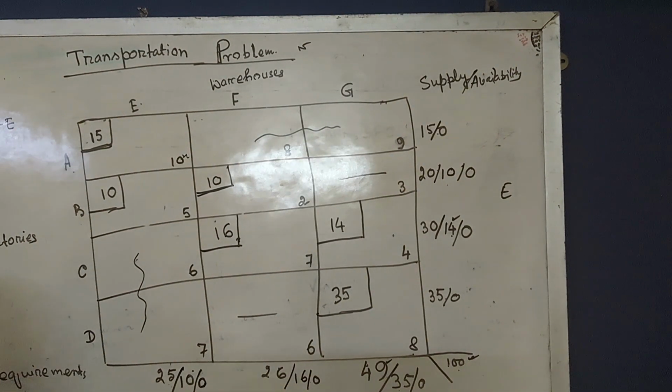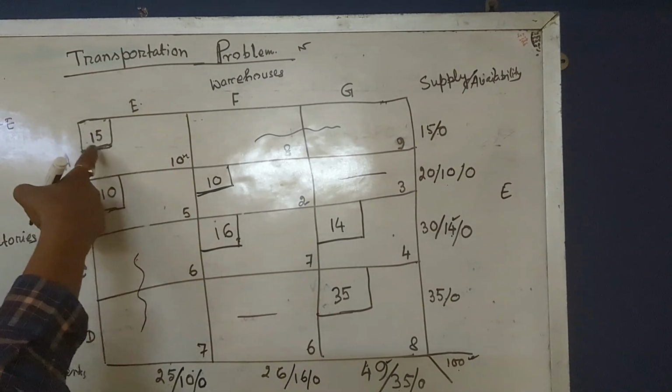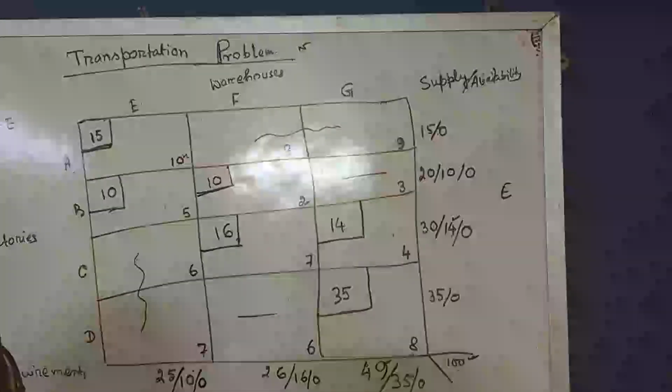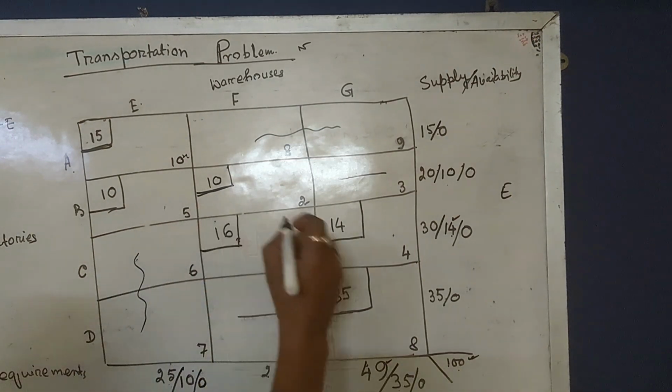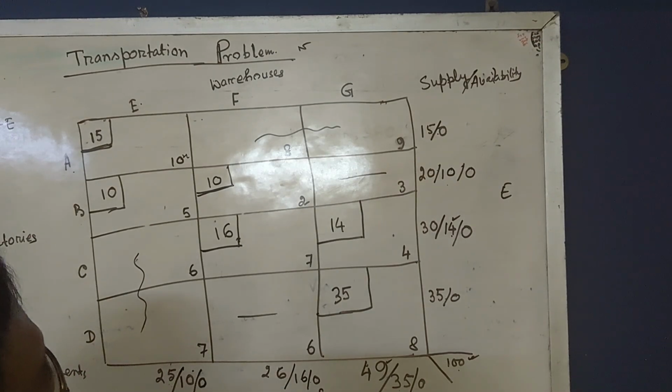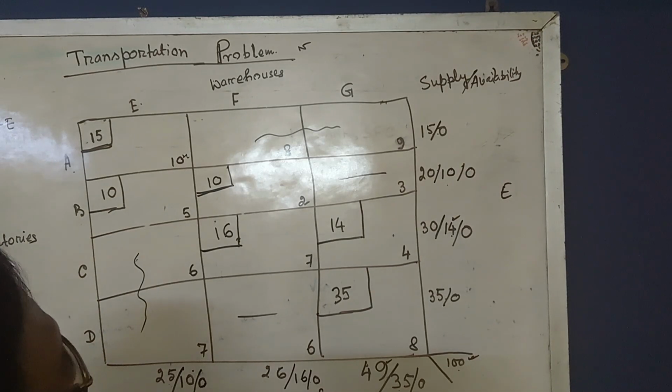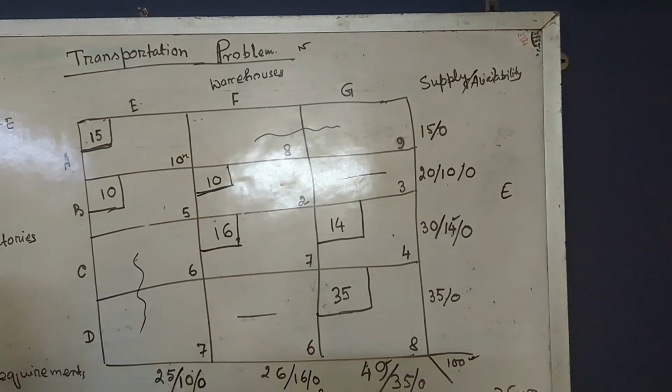And what is the transportation cost? Initial transportation cost for this initial solution: total cost is equal to 50 into 10, as the shifting cost is rupees 10 per unit and 15 units are being shifted here. That's why 50 into 10 plus 10 into 5 plus 10 into 2 plus 16 into 7 plus 14 into 4 plus 35 into 8. This is the total cost for the initial solution.